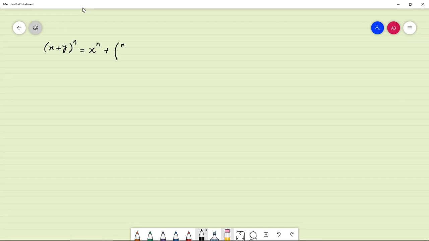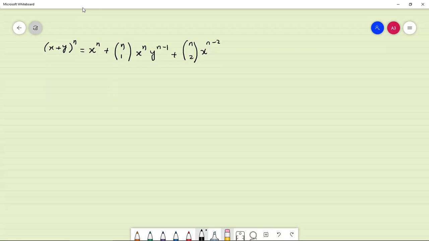What was the binomial theorem? If we have (x + y) whole power n, then the binomial theorem is x power n plus nC1 x power n minus 1 y power n minus 1 plus nC2 x power n minus 2.